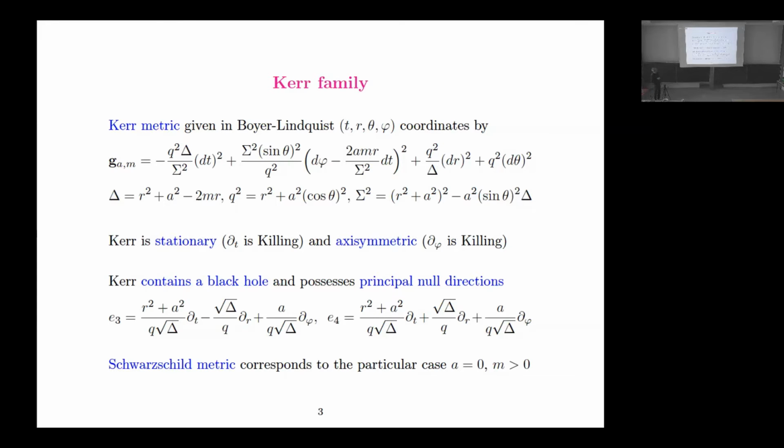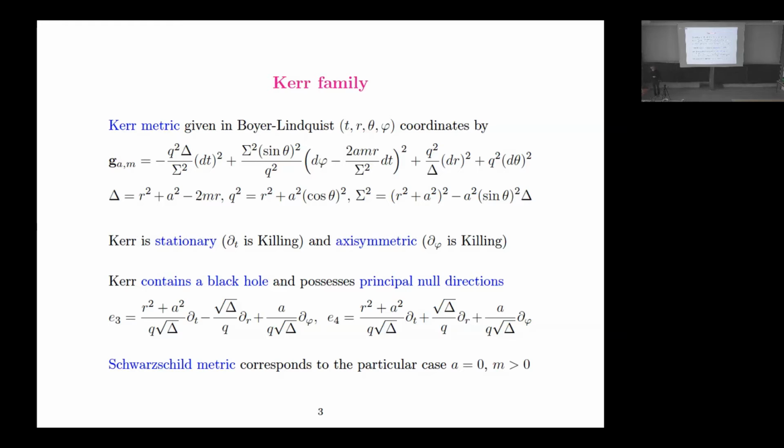Okay, and in particular, the main feature, in fact, which I did not explicitly write here, is that the solution contains a black hole. So the main feature of this solution is that it contains a black hole region, which is located at the largest root of this second order polynomial here.